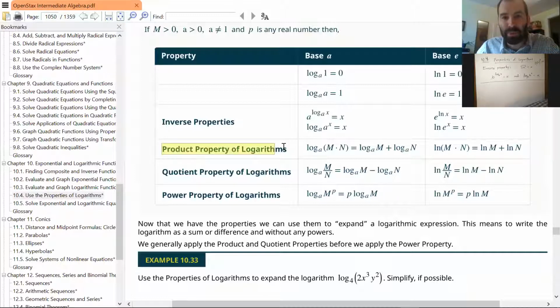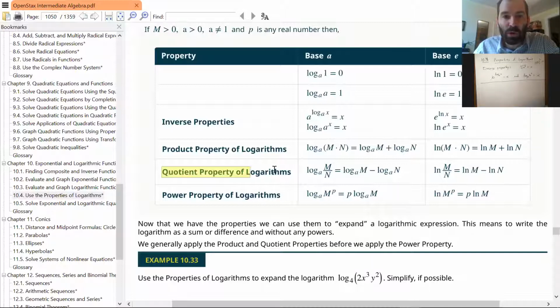The product property of logarithms. The log of a product, here we have a product, m times n, is the sum of the logs. Look at that. A product becomes a sum when you take a log. And that has to do with exponents. When I multiply two exponential functions together, I know I add their exponents. That's why this is happening, because remember, the log is giving you the exponent.